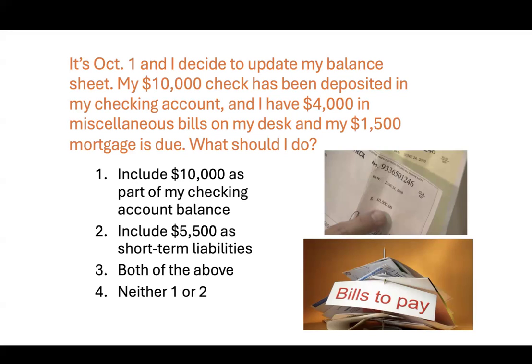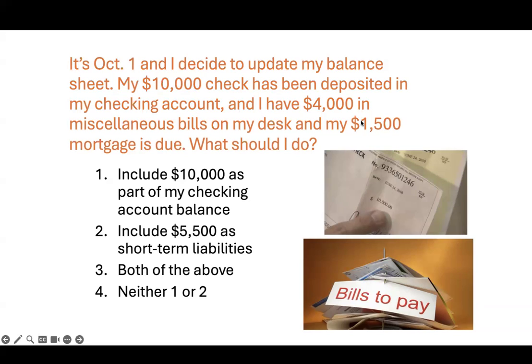Okay, so let's just look at this really quickly as an example of what I'm calling accrual basis accounting, right? So it's October 1st, and a client decides to update their balance sheet. They have a $10,000 check that's been deposited in their checking account. They have $4,000 in miscellaneous bills on their desk, bills that have not been paid, and a $1,500 mortgage that needs to be paid as well, right? What should they do on the balance sheet?